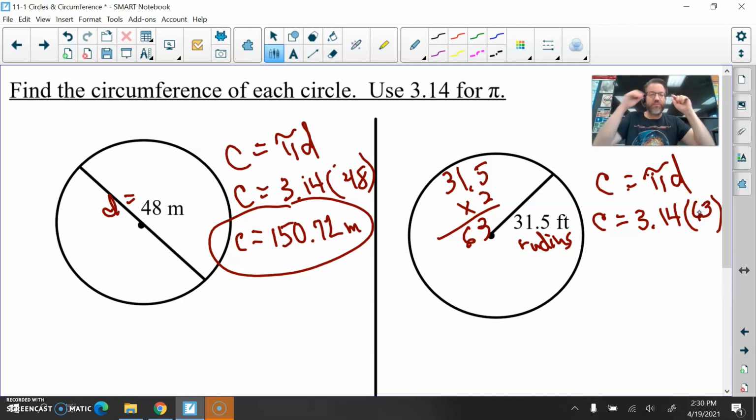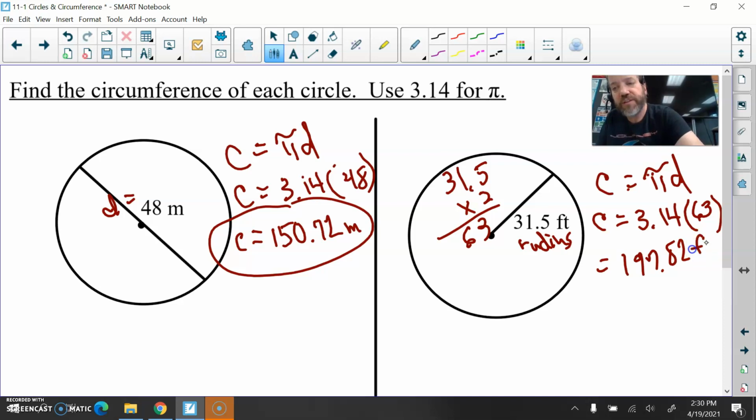And all that's left to do now is multiply these together. Oh, I just lost my headset. There we go. So I'll take 3.14 times 63. That equals 197.82 feet. All right, I hope that all makes sense.